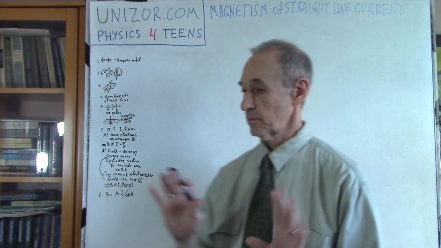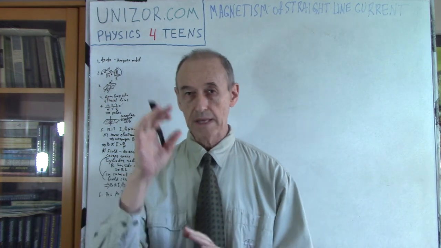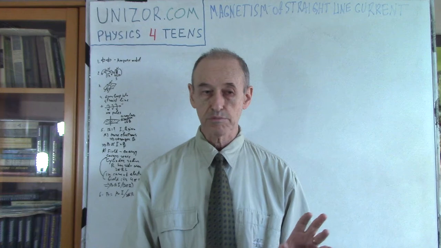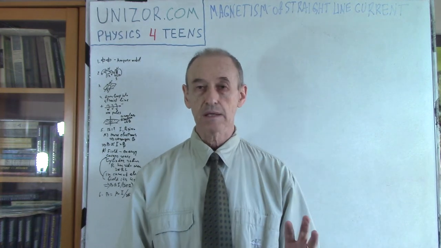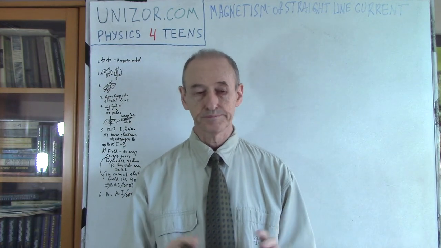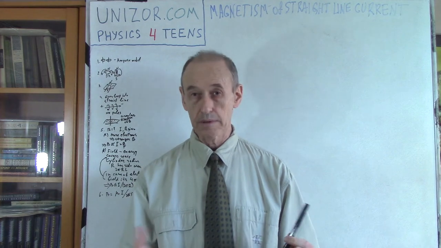Okay, so we're done with the loop. The loop has, again, north and south poles. It behaves exactly like a permanent magnet, let's say a bar magnet.